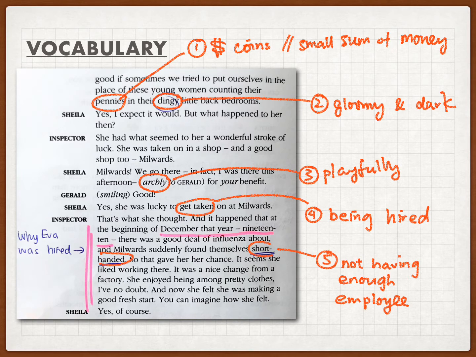The third word here, archly. Sheila was talking to Gerald archly. It means playfully. Like Sheila's personality, very pleasant, always playful. And then number four, get taken. It means being hired by a company. Being hired. And number five, short-handed. It means not having enough employees in a company. That's the meaning for short-handed. A company doesn't have enough staff.